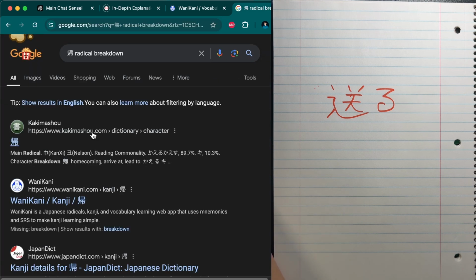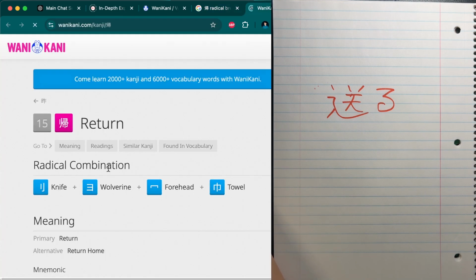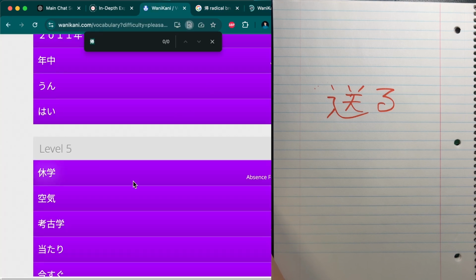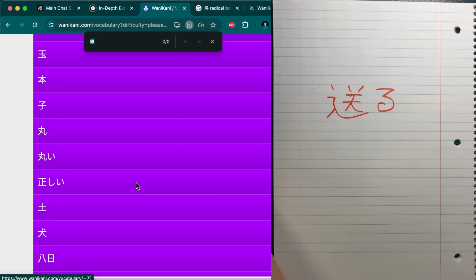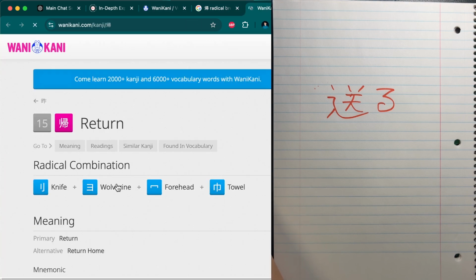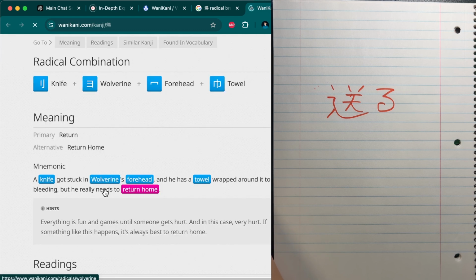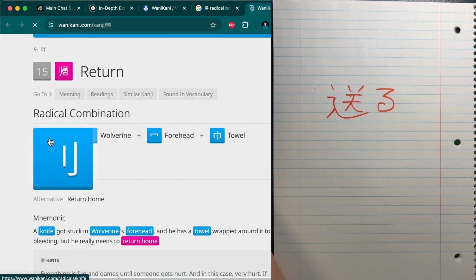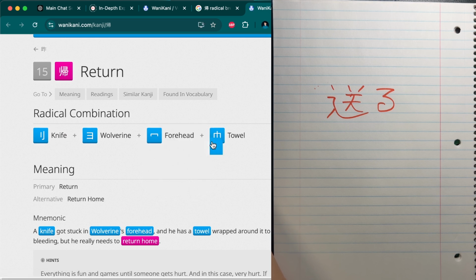Try typing it in Google and see what I can get. They have it here. It's number 15. I guess they don't have everything shown at once. Next time I'll just do that again. But these are the particles right here. I mean the radicals. Okay, knife, forehead, towel.